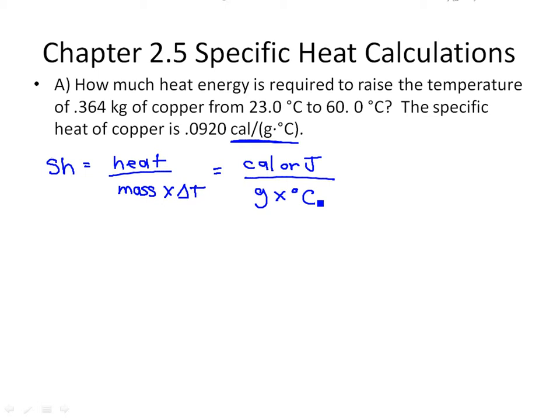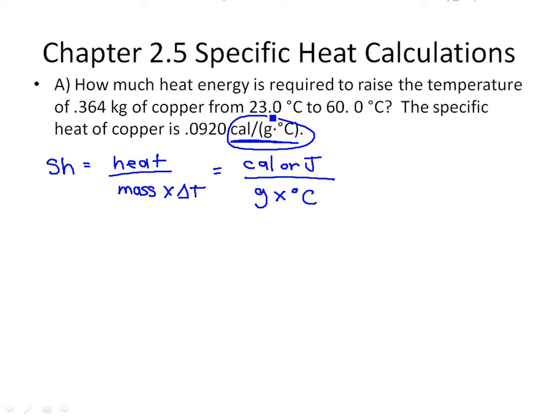But in this problem, we're using the specific heat. So we're given specific heat, and we're going to rearrange the equation. Because we're in calories, these are the units that we have to have here: calories, grams, and degrees C. The problem asks how much heat energy is required to raise the temperature of 0.364 kilograms of copper from 23 to 60 degrees C. The specific heat of copper is 0.0920.